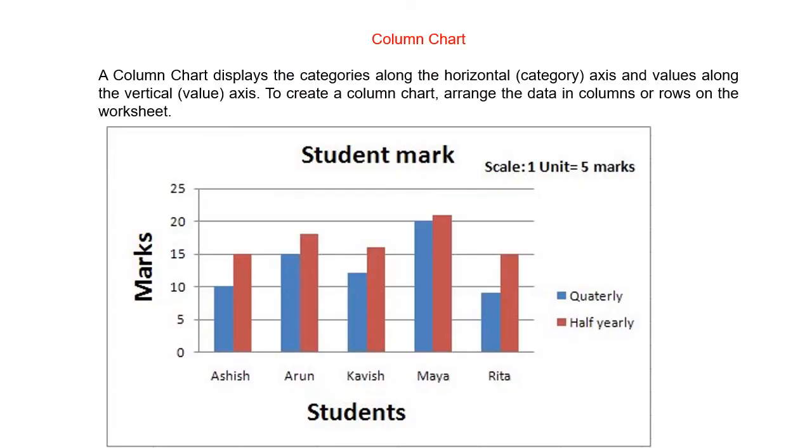In a column chart, we display the category. Category, I have told you earlier, is the horizontal axis. This horizontal axis, Ashish, Arun, this is my category axis. Bars are drawn against them. And this is my value axis. 0 to 15 marks are plotted against the value axis. This is an example of a column chart. This is legend, quarterly and half yearly. And this, student marks, is a chart title.